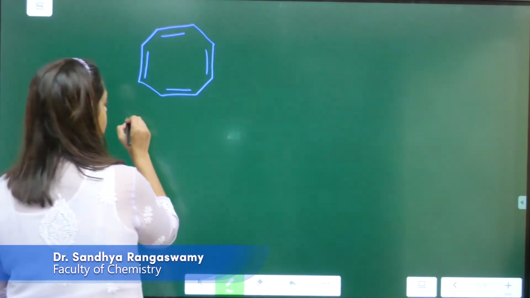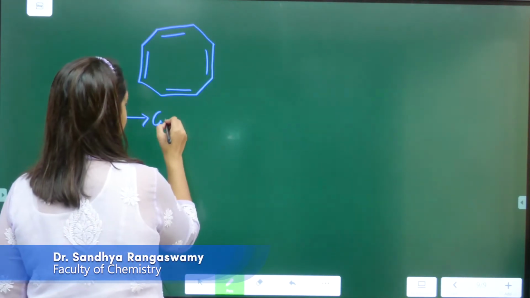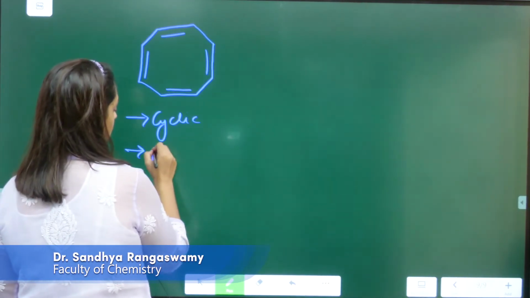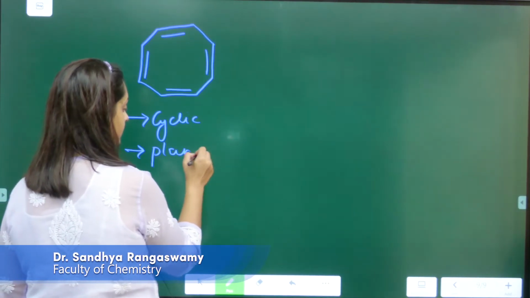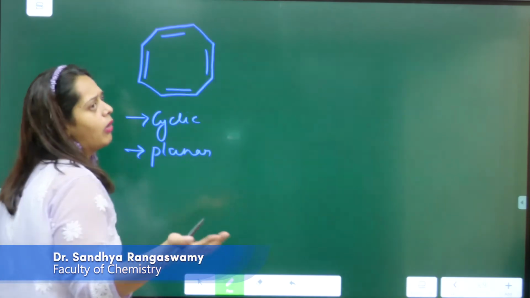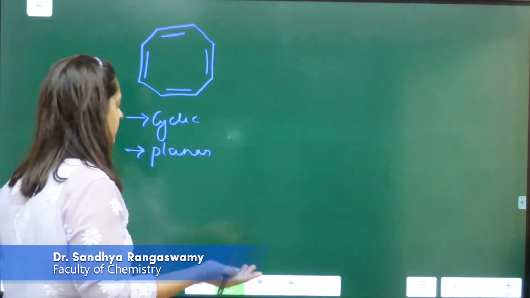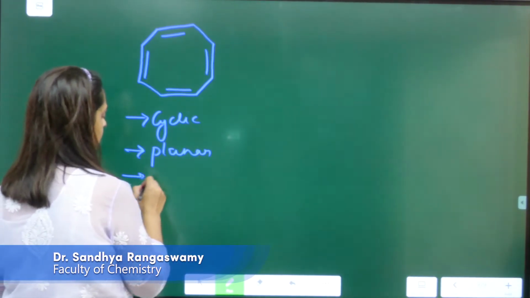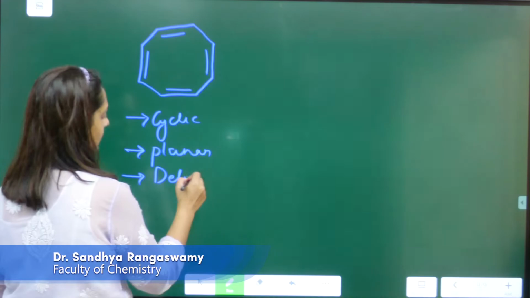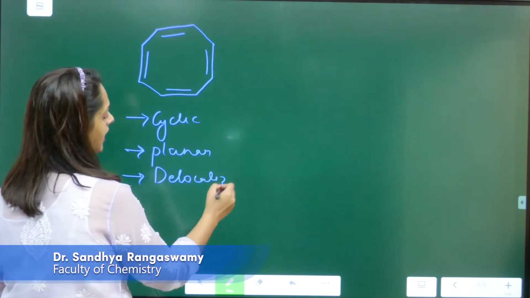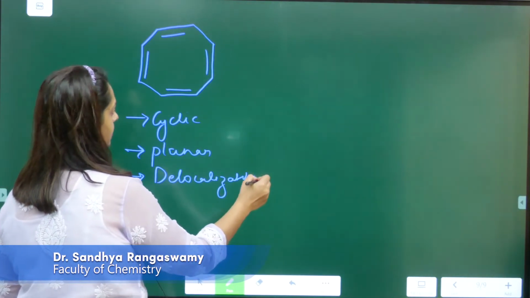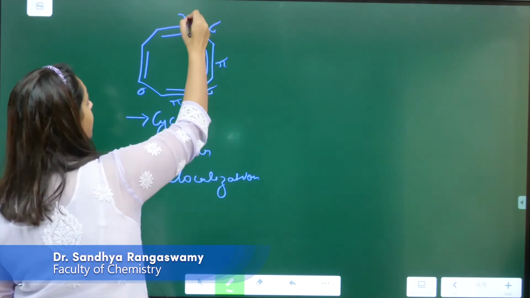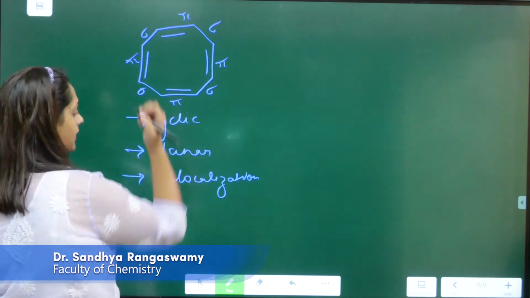When I see this structure and try to comprehend whether it's an aromatic, anti-aromatic or non-aromatic compound, I see it is a cyclic structure. Very well, I can see it from the structure. It is a planar structure. Yes, you will say, ma'am, all the carbons are sp2 hybridized. We'll come to that question, but for the time being, yes, it is planar. Does it have delocalization? Yes, I can see sigma pi bonds alternating with one another, sigma pi, sigma pi, sigma pi and sigma pi, right?